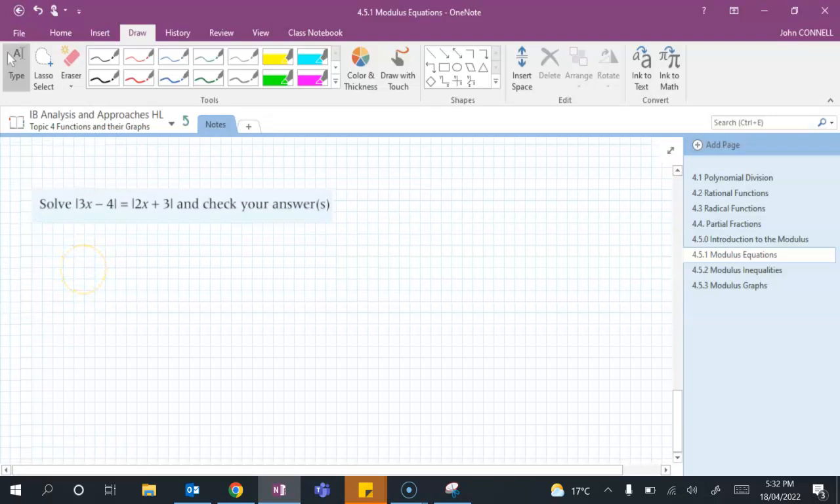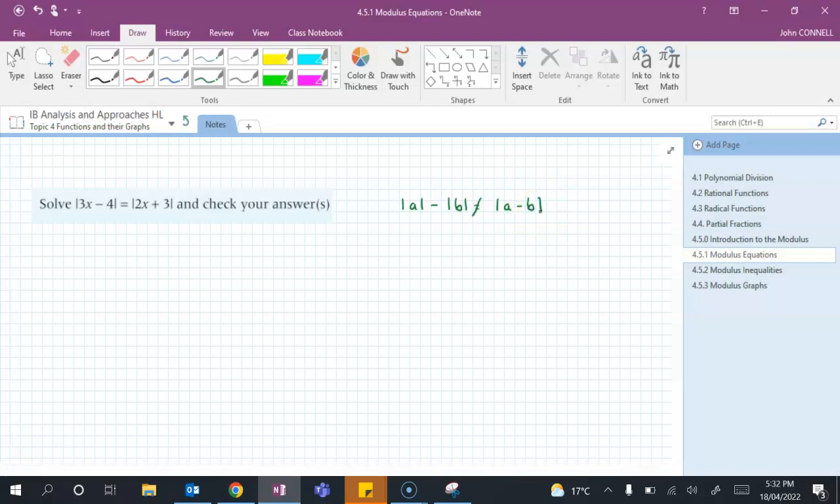Okay, solve. Now we're going to have modulus on both sides. Now, we don't have anything outside the modulus here, so there's nothing to do there. And if we brought them both to the same side, for example, if we had modulus of A take modulus of B, that's not necessarily the modulus of A take B. It is in some cases, but not in all cases, as we'll talk about in a later lesson.